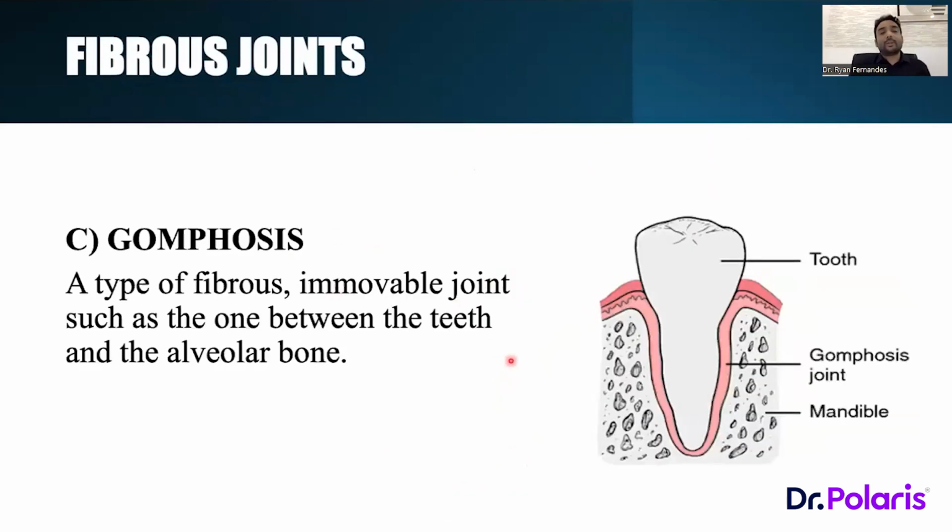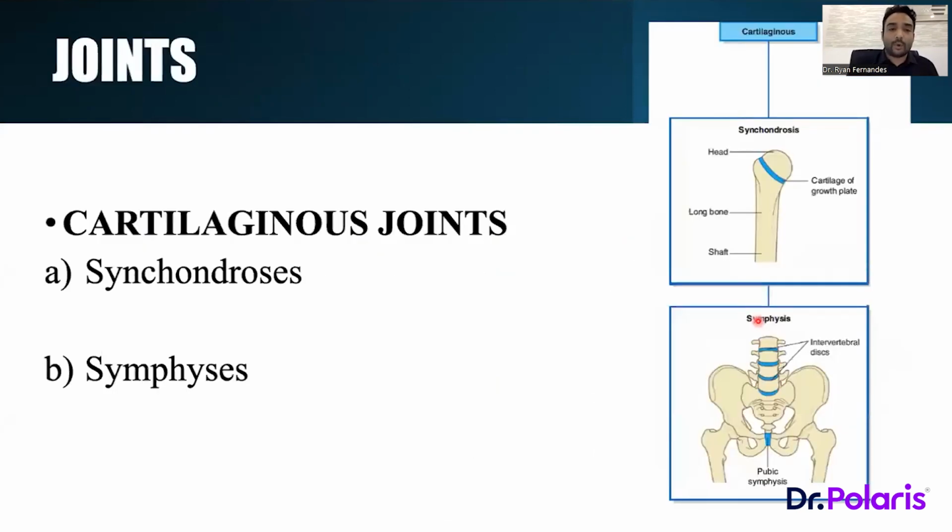And last one, coming to gomphosis. I told you it is seen in the teeth, a type of fibrous immovable joint, such as between the teeth and the alveolar bone. Then the solid joints are divided into cartilaginous joints, which are further divided into synchondrosis and symphysis.